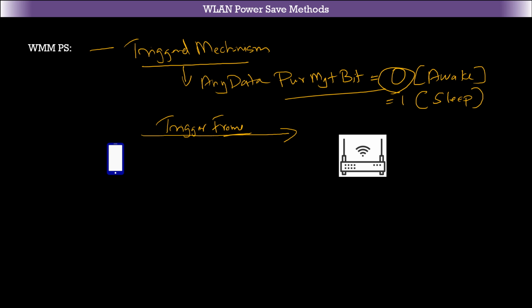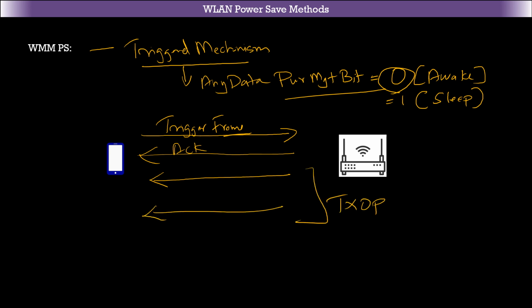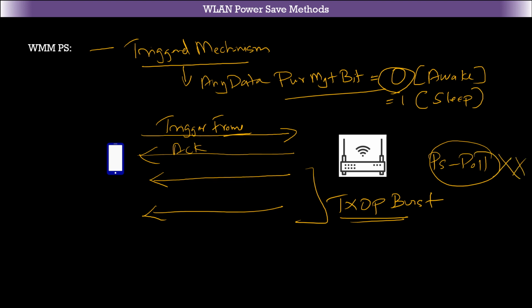The access point knows that, okay, this station has now woken up. It responds firstly with an acknowledgement, and then it sends all the buffered data that was ideally meant for this station as part of a TXOP burst, right? So what this means is that there is no more necessity for the station to use a specialized PS poll frame, as we saw in the earlier example, thereby excusing the station from having to contend for the medium every time, right?